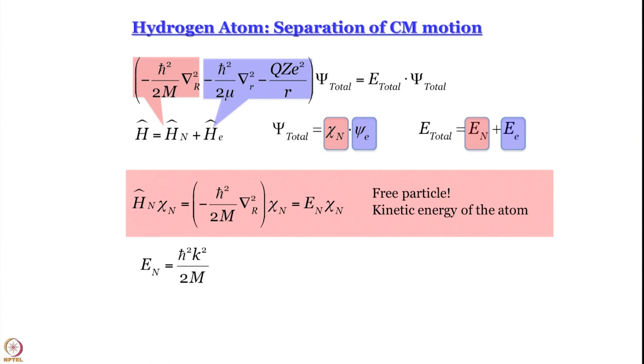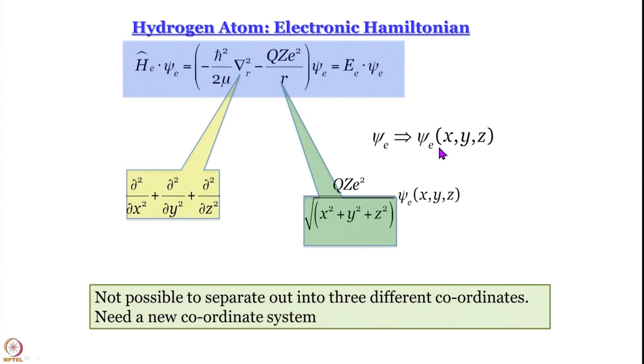And what we are concerned about for the rest of the course is this one: minus h cross square by 2 mu. Mu, remember, is the reduced mass, which is always used to reduce a two body problem into a one body problem. So, minus h cross square by 2 mu del small r square is the kinetic energy of electron for movement with respect to nucleus, minus q z square by r is the potential energy, is equal to, you can see, E, the energy of the electron, multiplied by psi E. That is the electronic part of the Schrodinger equation that we deal with.